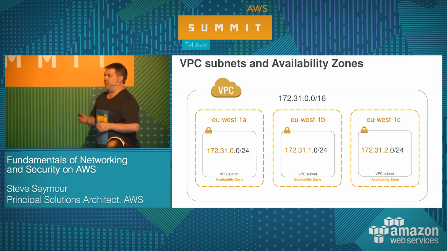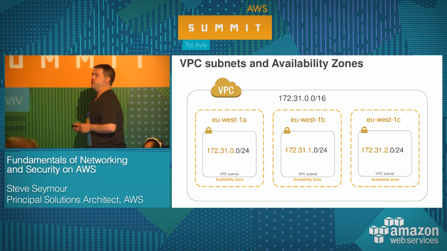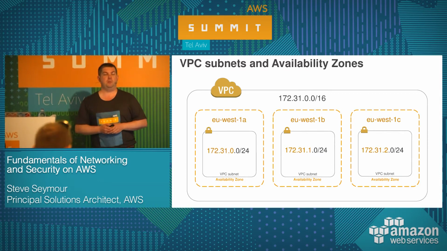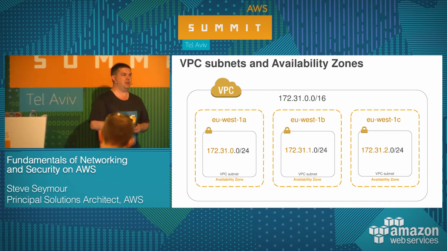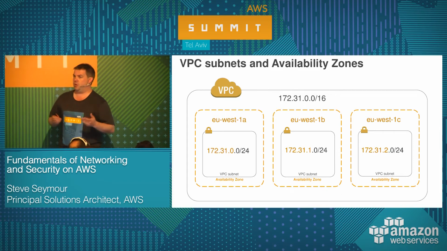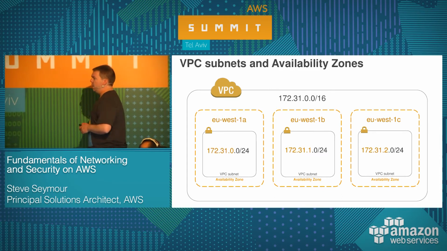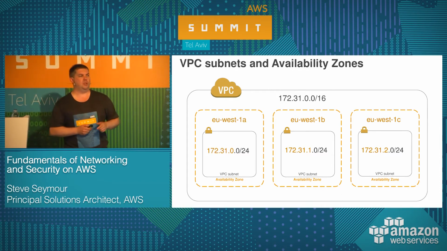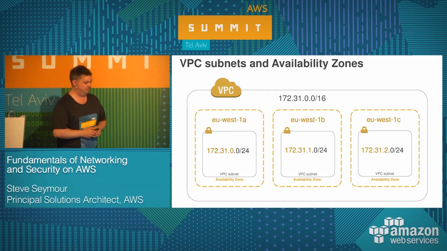When we do that, again, we need to assign a block of IP addresses from the CIDR range assigned to the VPC to be used in each of these subnets. So in this case, I'm going to go with /24s. So 250 odd IP addresses, and we're going to assign a different /24 to each of the subnets that I've created.